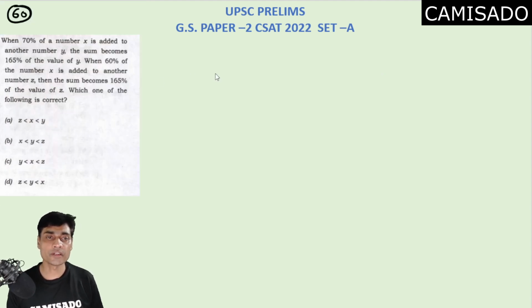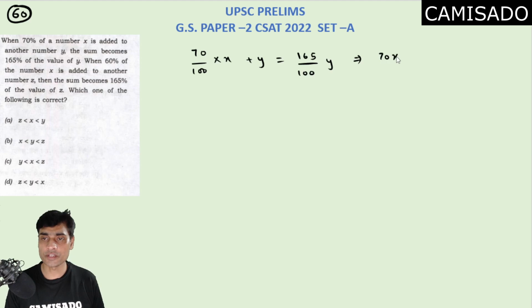Now 70% of a number x is added to another number y. So now in this question, see, 70% of x is added to y, you will get, the sum becomes 165 upon 100 into y, or we can say 70x plus 100y equals to 165y, or 70x equals to 65y. So the ratio of x upon y, x is to y, is 65 upon 70.